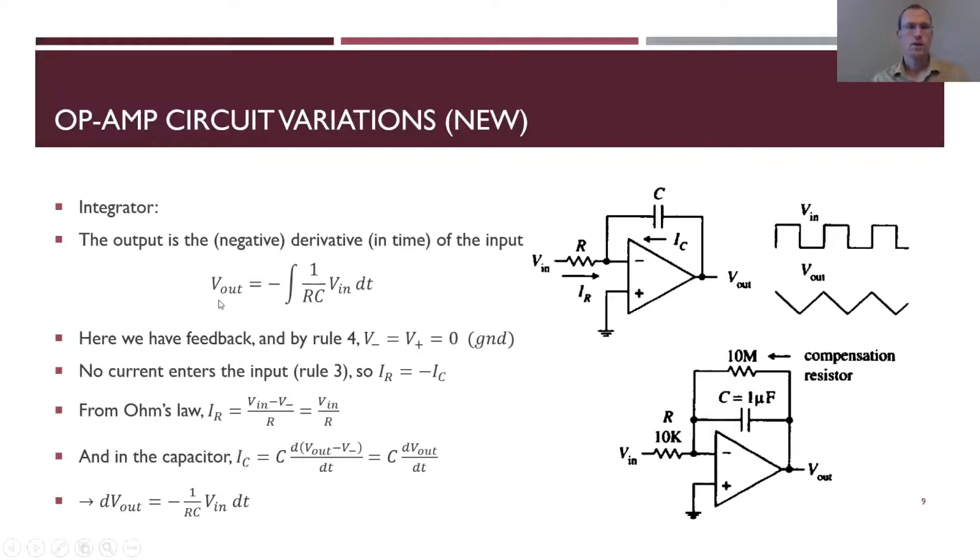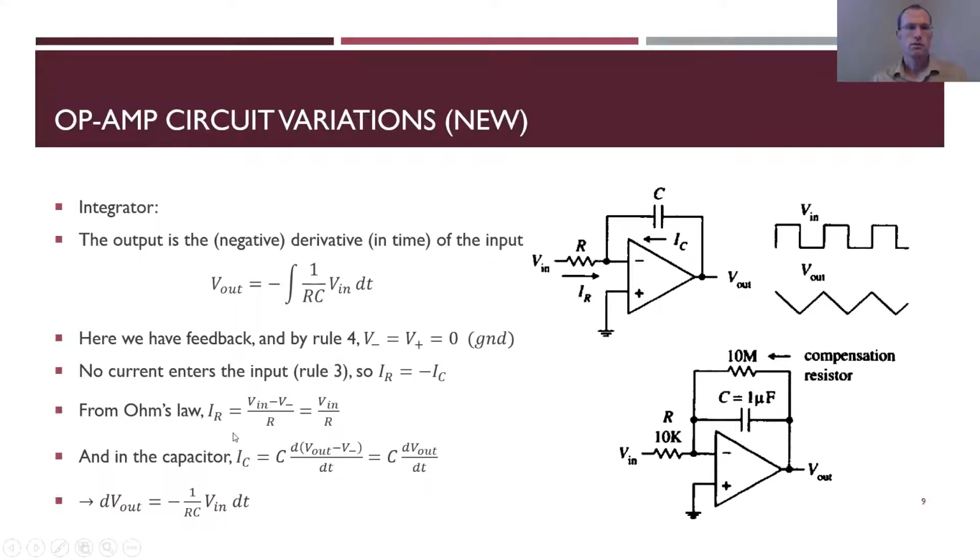Now, a way to derive this V out formula: you have feedback. Rule 4 tells you that my two voltages, plus and minus inputs, are the same. I know that V plus goes to the ground, so V plus and V minus go to 0 in this case. No current enters either input, so the current in this little branch here is 0. That means the current I_R has to be the same as the current I_C, both coming in, technically negative the way they're drawn.